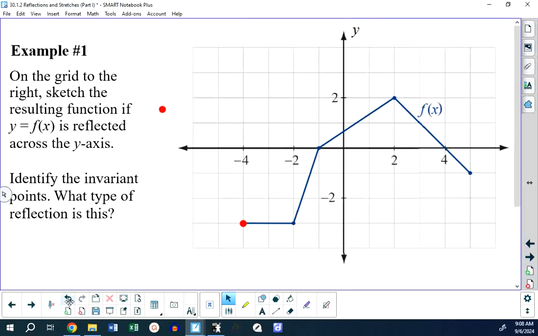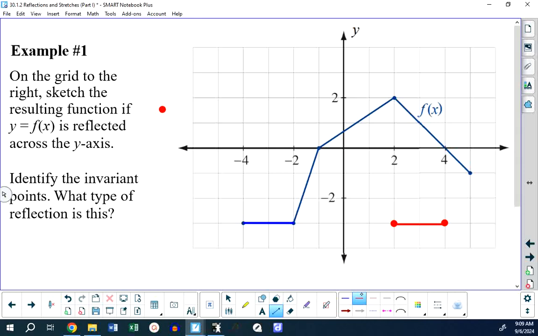So this particular point on the original function is 4 to the left of the y-axis, so when it reflects, it will be 4 to the right. And then what I'm going to do is move on to the next point, which is 2 to the left, and if I reflect it across the y-axis, it will be 2 to the right. And then I can draw that segment. What I'm really telling you, everybody, is that this piece of the graph reflects to this position.